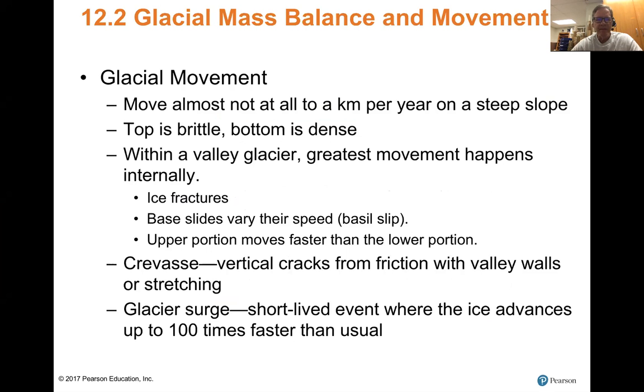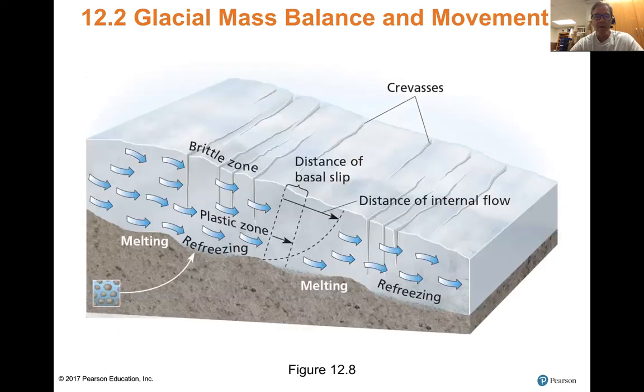So the movement is about 1 kilometer per year on a steep slope. The greatest movement happens internally, and the base slides will vary. That's what we call basal slip, but the upper portion will move faster than the lower portion. And as it does so, kind of like waves in the ocean, you're going to get these crevices, these vertical cracks from friction with the valley walls or stretching.